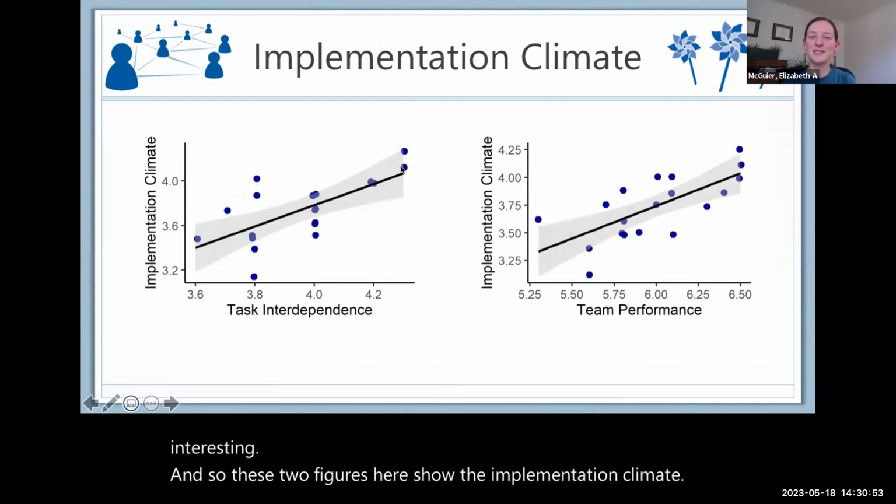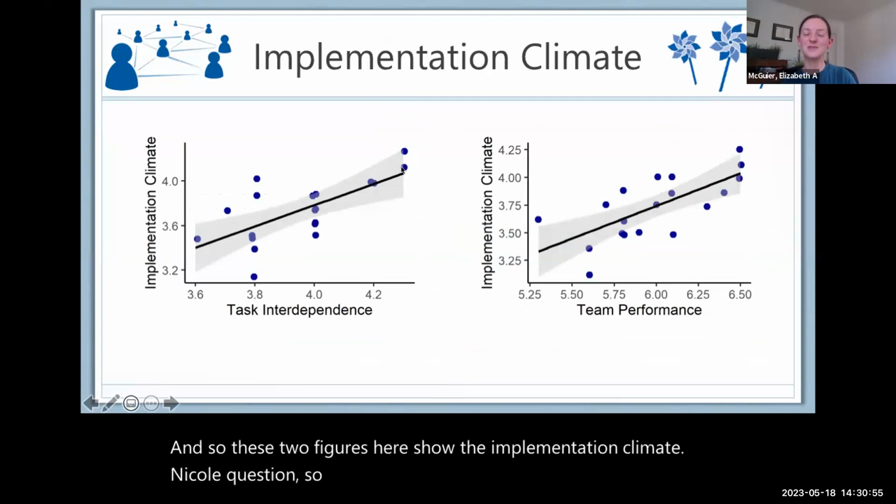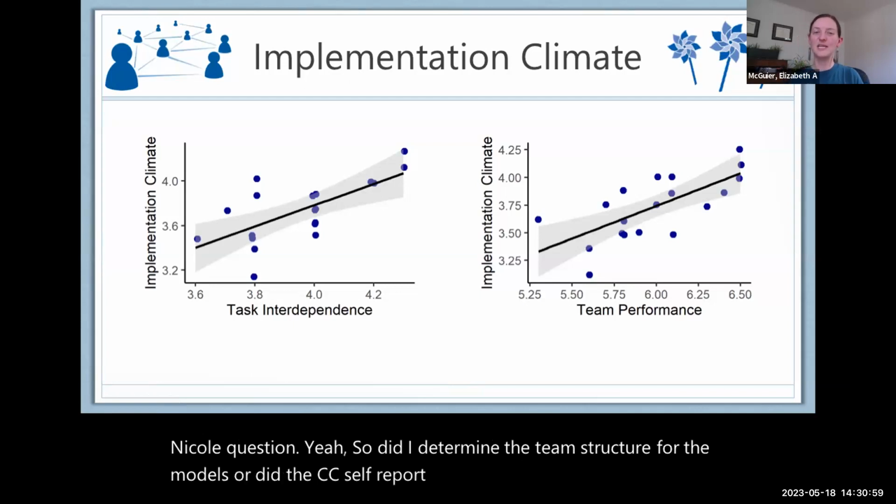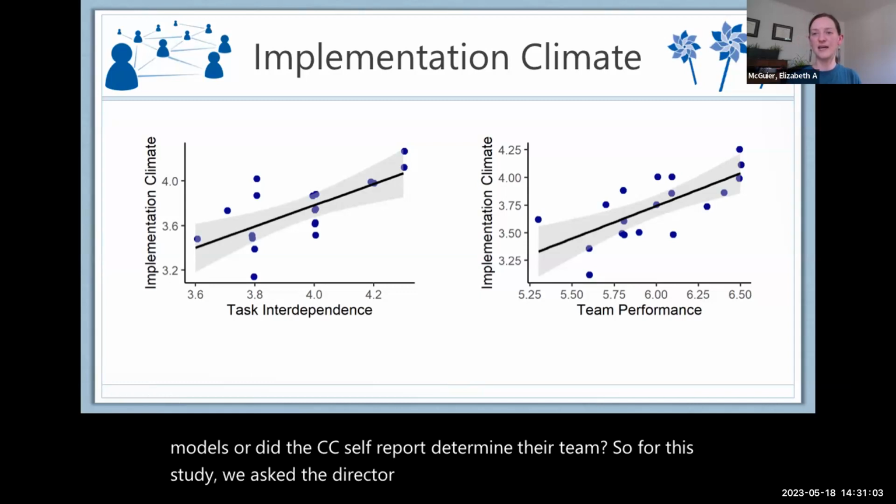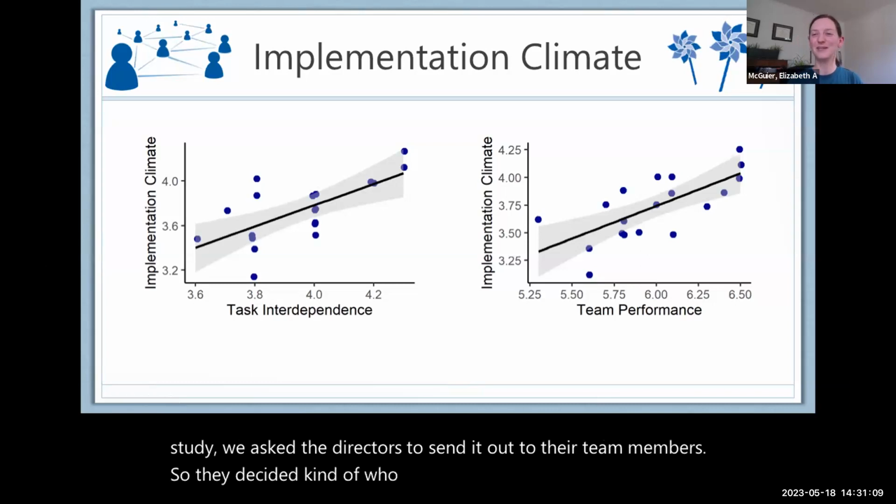Oh, Nicole's question. Yeah, so did I determine the team structure for the models, or did the CAC self-report determine their teams? So for this study, we asked the directors to send it out to their team members. So they decided kind of who counted as a team member and who didn't.